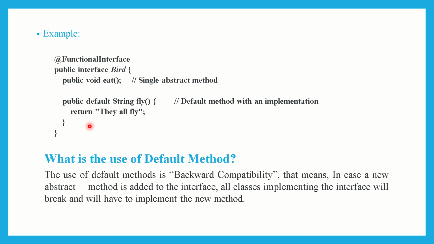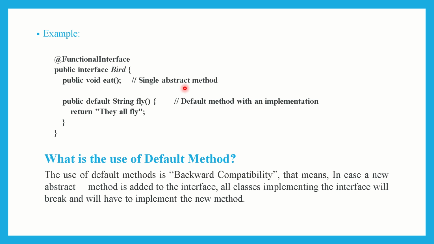So I have given an example of how the default method looks in an interface. Here I have given a functional interface example just to remain in the same context as the previous part 2 video, because there we spoke completely about functional interfaces in detail. If you see, Bird is a functional interface. I have used the annotation FunctionalInterface. It is not mandatory to use, but I've used it here.